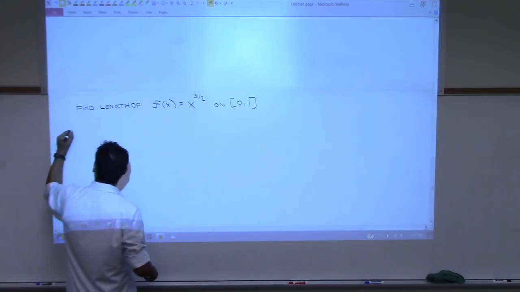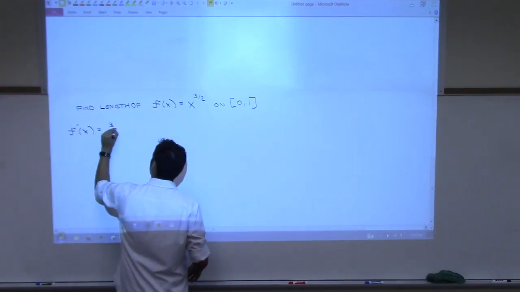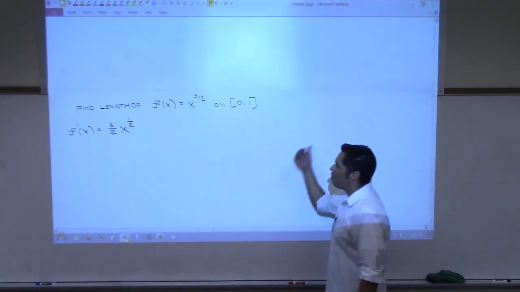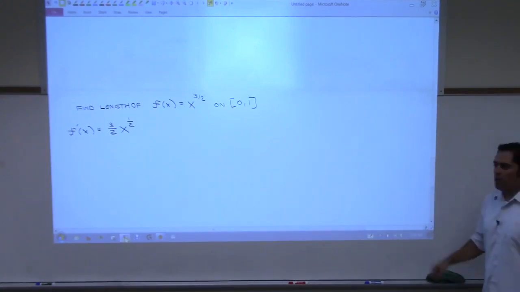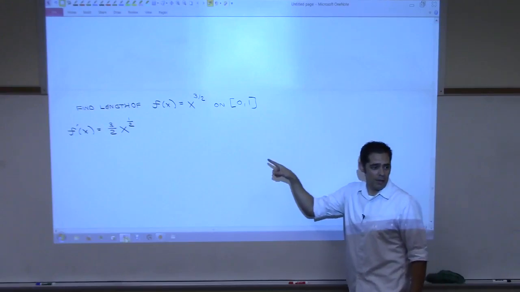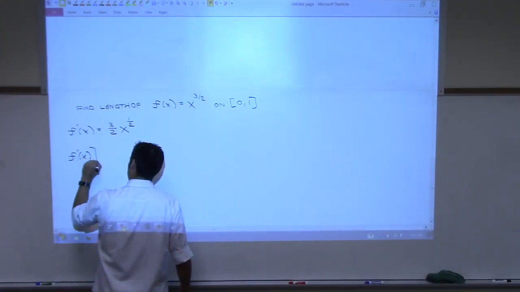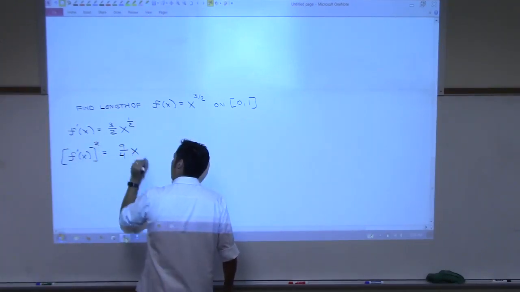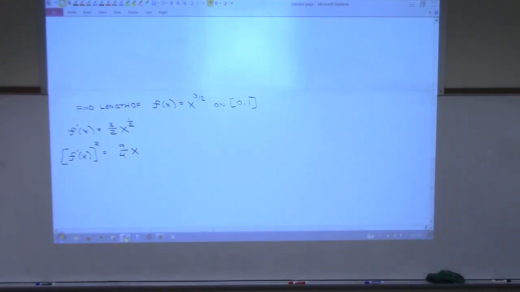So what is f prime of x? We need that, right? This is derivative, not antiderivative. That's the good old power rule. Drop the 3 halves out front, subtract 1. That's your derivative. Now, within my formula, I need to square that, don't I? So we may as well square it now. If I square this, I get 9/4 x, because when you square the square root, it goes away.